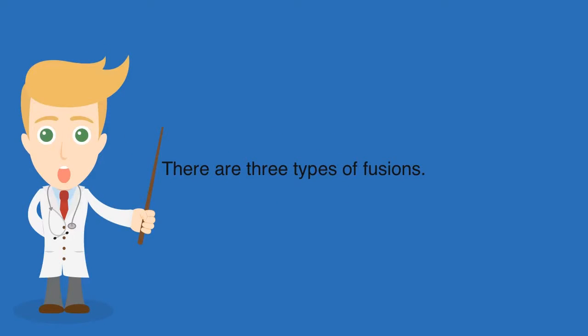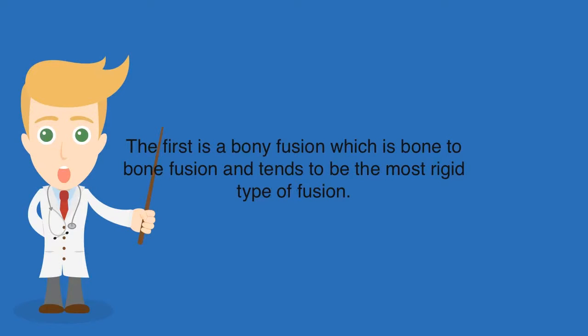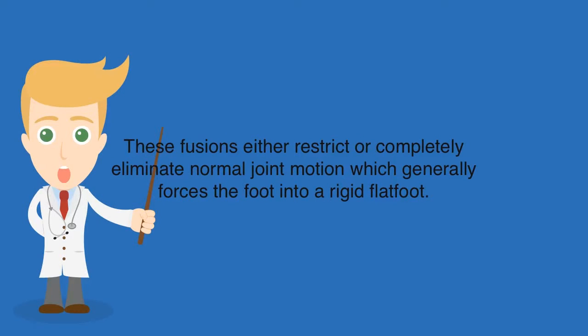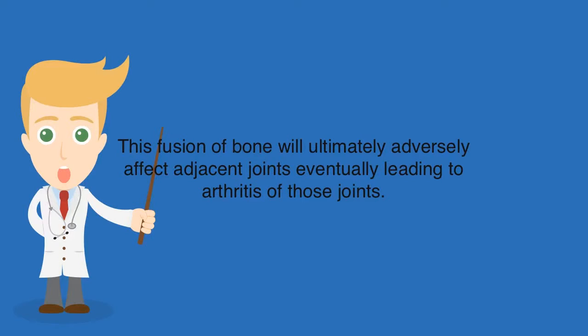There are three types of fusions. The first is a bony fusion, which is bone-to-bone fusion and tends to be the most rigid type of fusion. Next is a cartilage-to-cartilage fusion, and last is a fusion of two bones through a fibrous union, which is similar to scar tissue. These fusions either restrict or completely eliminate normal joint motion, which generally forces the foot into a rigid flat foot. This fusion of bone will ultimately adversely affect adjacent joints, eventually leading to arthritis of those joints.